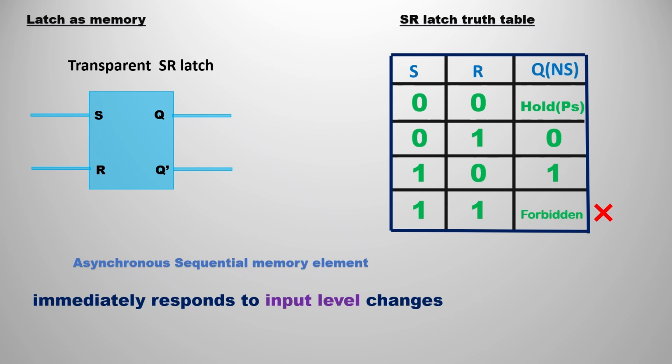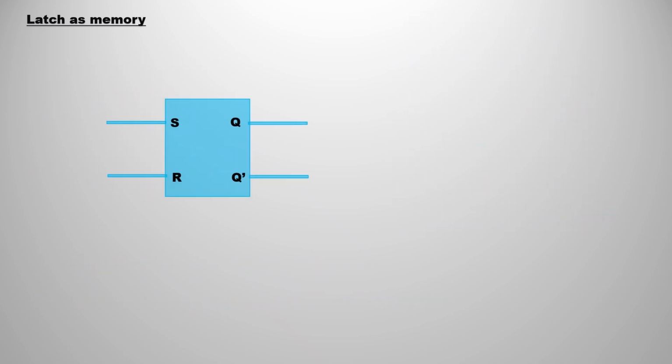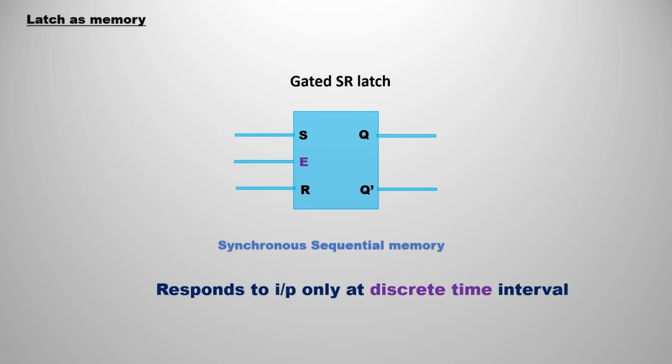So we have another kind of SR latch that is known as the gated SR latch. So let's also see that. The gated SR latch is also known as a synchronous sequential memory because it will not respond quickly to the input. It will respond at discrete time intervals because in this we additionally have what is called an enable line. All the circuit would be the same but we have an enable line that makes a whole change.